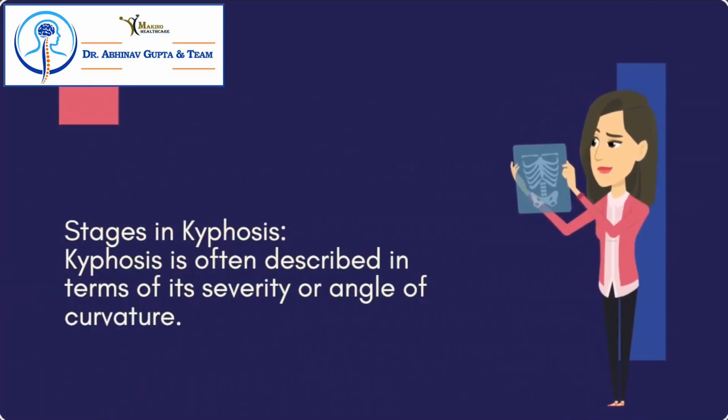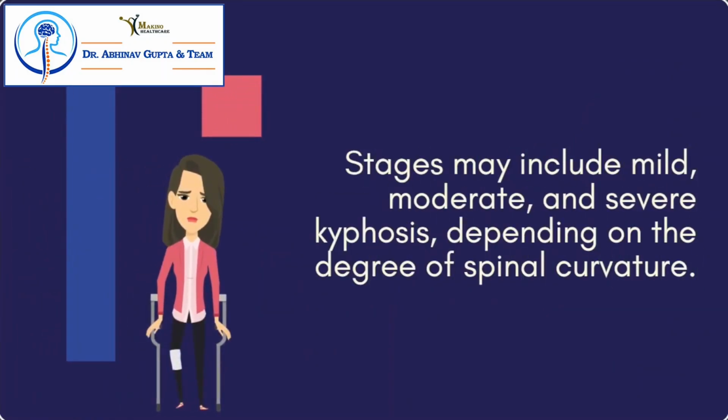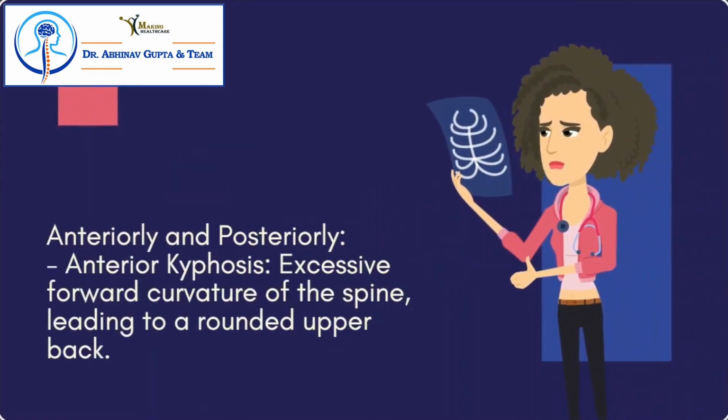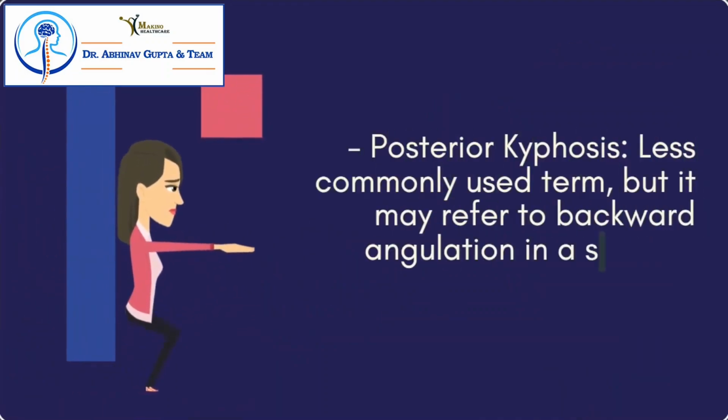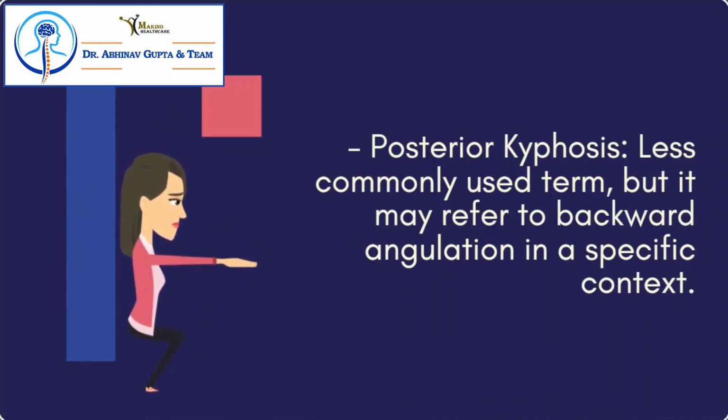Stages in kyphosis. Kyphosis is often described in terms of its severity or angle of curvature. Stages may include mild, moderate, and severe kyphosis, depending on the degree of spinal curvature. Anteriorly and posteriorly. Anterior kyphosis, excessive forward curvature of the spine, leading to a rounded upper back. Posterior kyphosis, less commonly used term, but it may refer to backward angulation in a specific context.